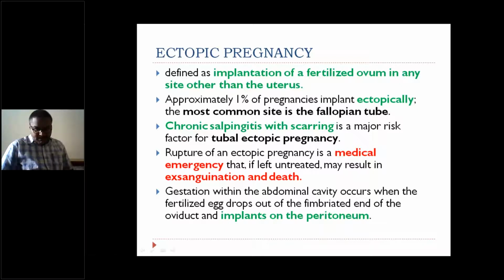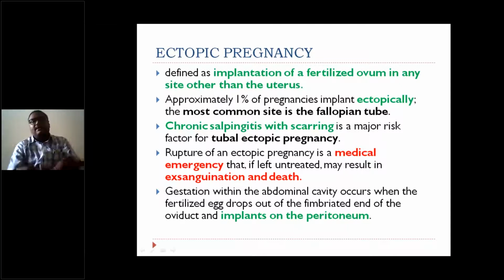Okay. So sometimes what happens is the fertilized ovum won't reach the uterine cavity, and it will be stuck somewhere within the fallopian tube or sometimes in the abdominal cavity. Approximately 1% of pregnancies implant ectopically. The most common site is the fallopian tube. The reason being the normal anatomy of the fallopian tube is abnormal because of childhood chronic salpingitis. Whenever there is inflammation of the fallopian tube, because of the childhood infection, it results in scarring of the fallopian tube.